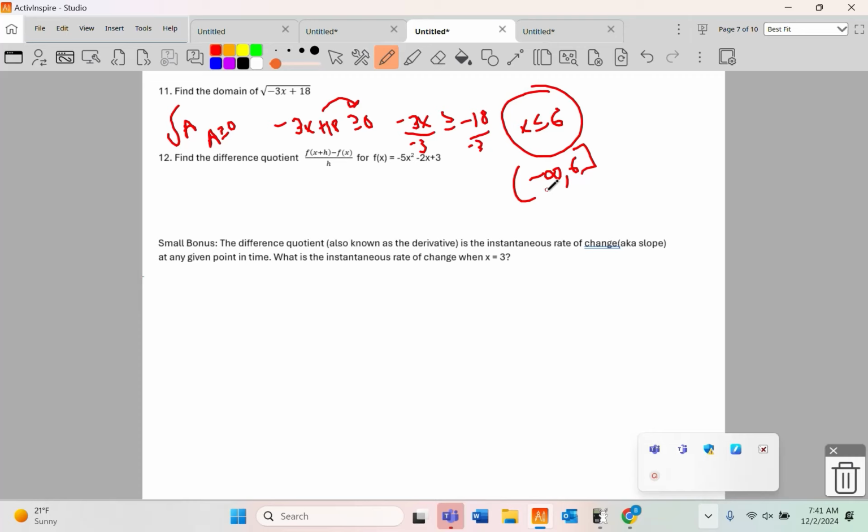Number 12 is the difference quotient. This will probably be where I stop because the bell's about to ring for first period. Good news is this is more than I thought I'd get done. So I'm going to do this piece first.